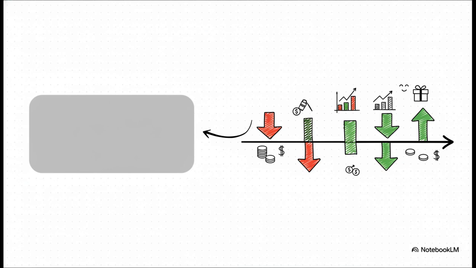Every time you spend money, you draw an arrow pointing down. That's an outflow. Every time you make money, you draw an arrow pointing up. That's an inflow. This simple picture is the foundation for making smart financial choices.